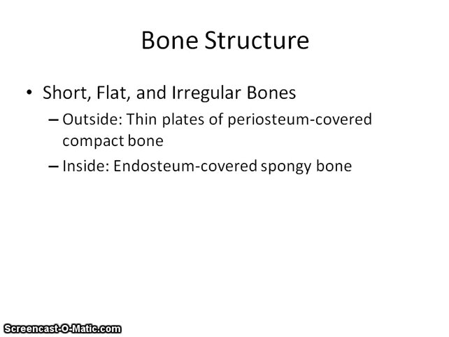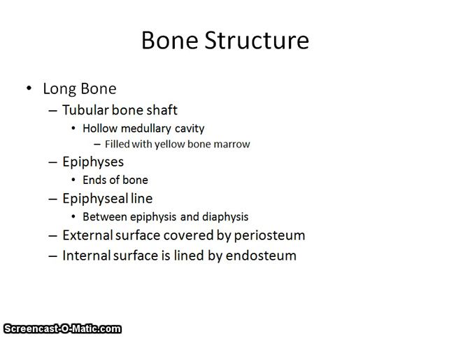If we look at a long bone, however, there's a little more complication here. So it still has that external periosteum, that's that hard cover surface, and it still has the same inside, the endosteum, that is more spongy, but it has other parts that are a little different than the other three types.